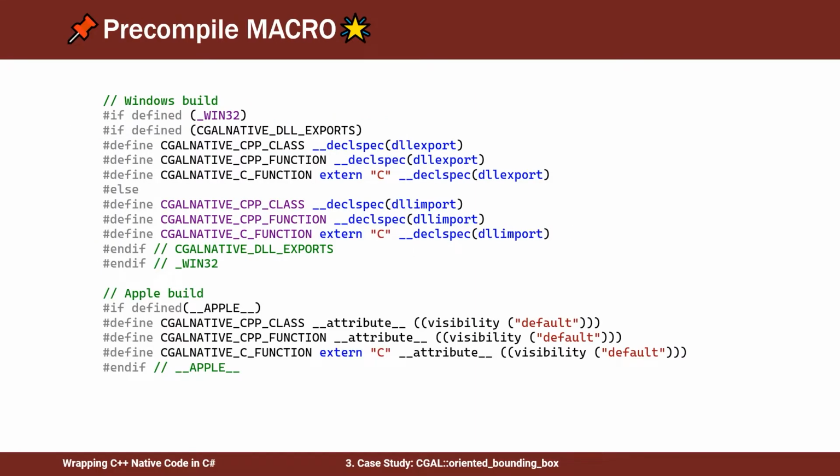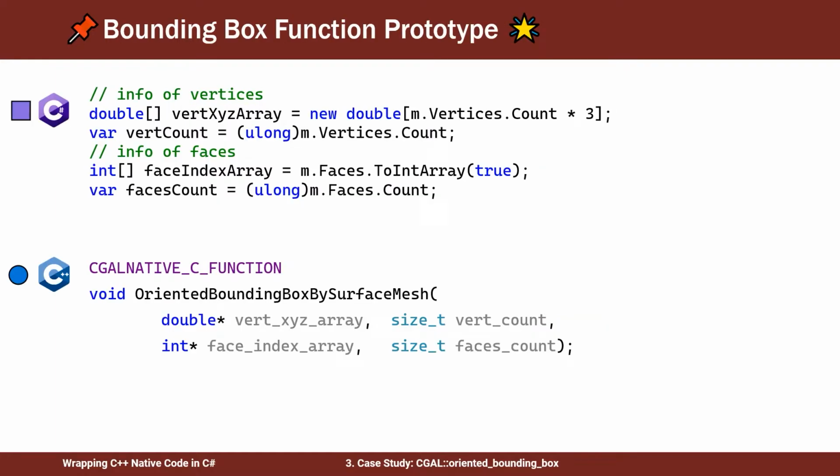In order to declare functions easily, we can put everything in this macro. There are two well-defined sections to this header. One is related to Windows and one is related to the macOS system. If you got confused here, please don't worry. How this works is not really important. Just know that you can put these macros in the precompiled header file, that is the pch.h file. So the next step is to think about the bounding box function prototypes.